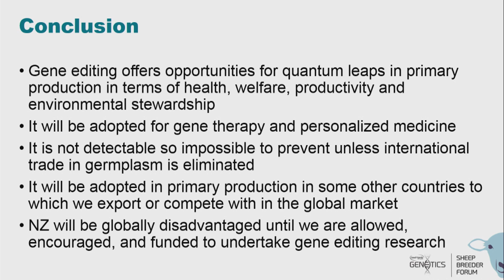So, conclusion: it offers opportunities for quantum leaps in primary production in terms of health, welfare, productivity and environmental stewardship. It is going to be adopted for gene therapy and personalised medicine. It's not detectable, so it's impossible to prevent unless international trade in germplasm is eliminated. It will be adopted in primary production in some other countries to which we export or which we compete with in the global market. And New Zealand will be globally disadvantaged until we are allowed, encouraged and funded to undertake gene editing research. Thank you.